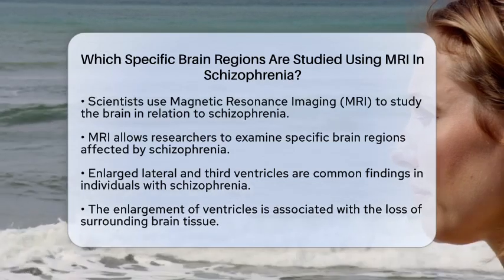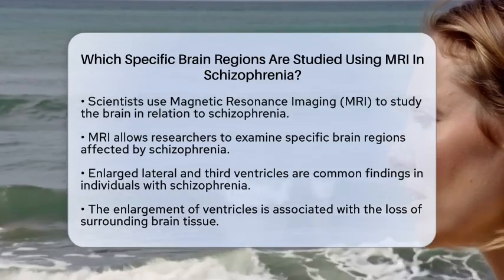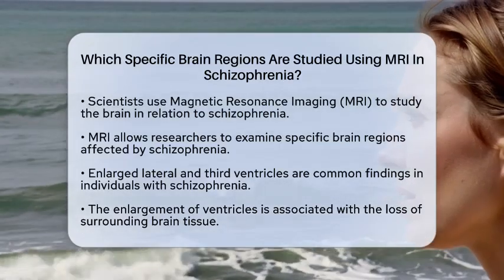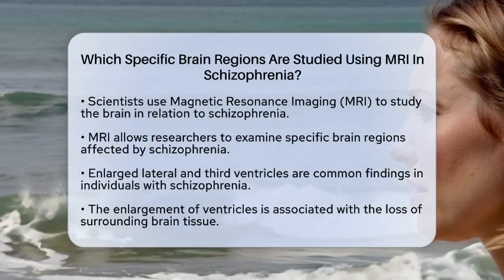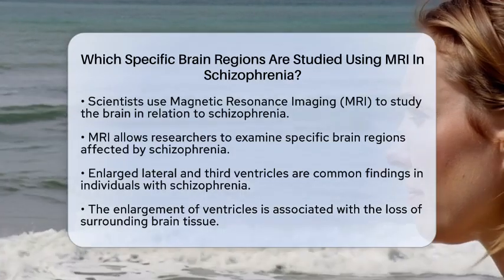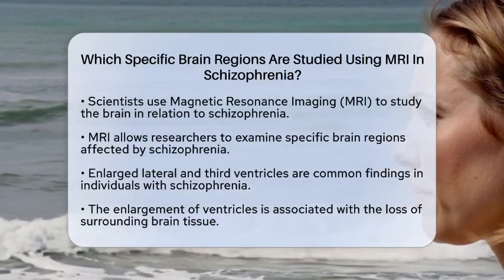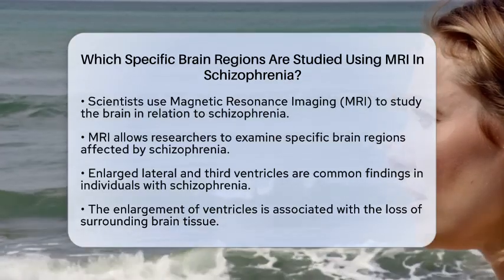First, the ventricles are often a focal point in MRI studies. The lateral ventricles and the third ventricle can become enlarged in individuals with schizophrenia. This enlargement is linked to the loss of surrounding brain tissue and is a common finding across many studies.